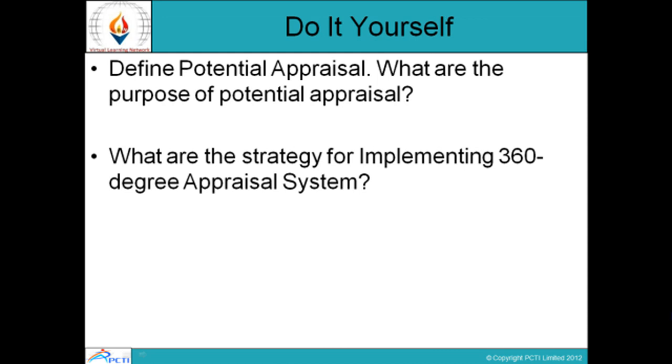Define potential appraisal. What are the purposes of potential appraisal? And what are the strategies for implementing the 360-degree appraisal system?